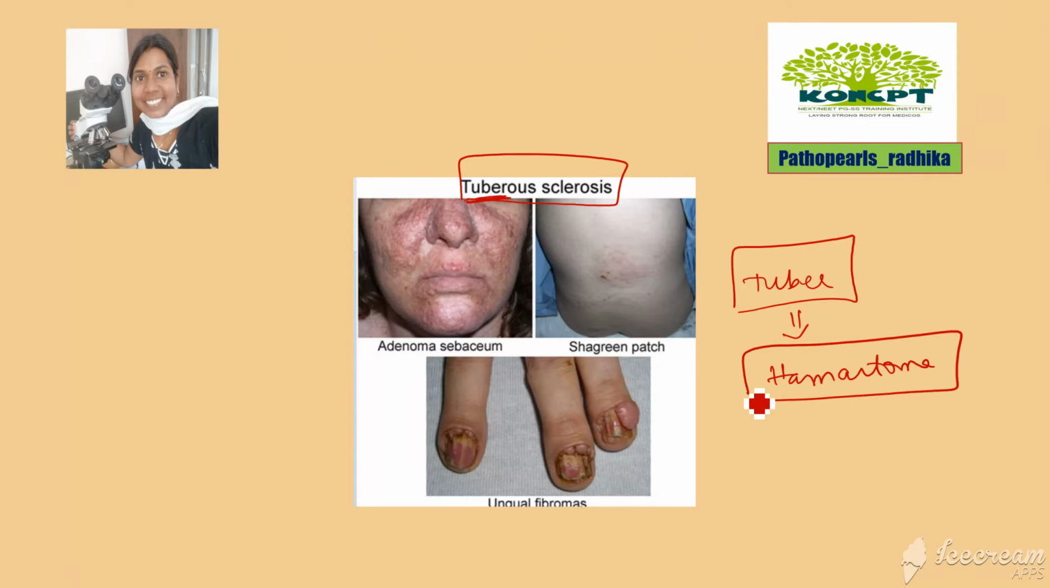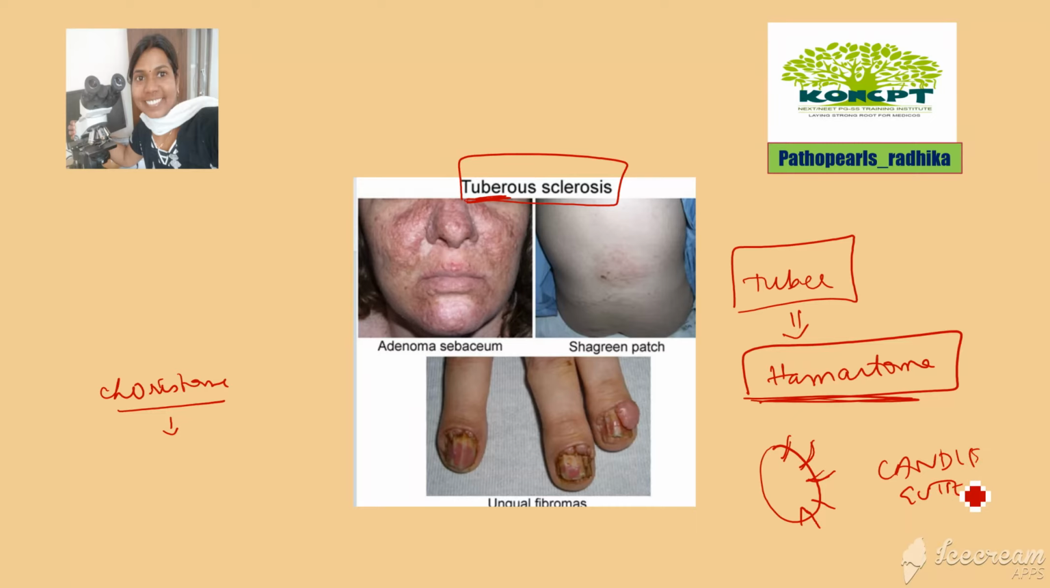What is a hamartoma? It's a disorganized mass of tissue which is indigenous to that place. Choristoma is an ectopic rest of normal tissue. Suppose you have pancreatic tissue in the stomach, we call it a choristoma. So you have multiple hamartomas, especially near the ventricles. They will project into the ventricles, giving a radiological appearance of a candle guttering lesion. This again is important. Candle guttering lesion is seen in tuberous sclerosis.